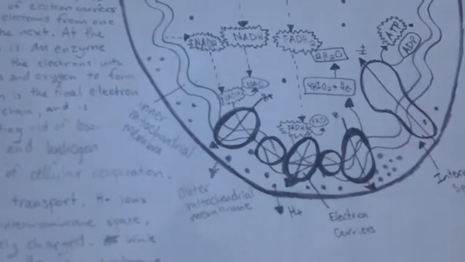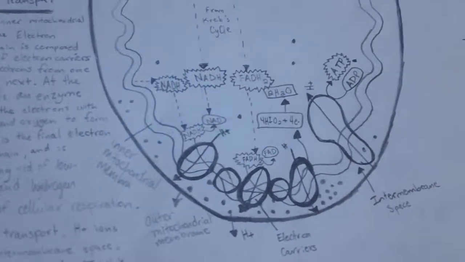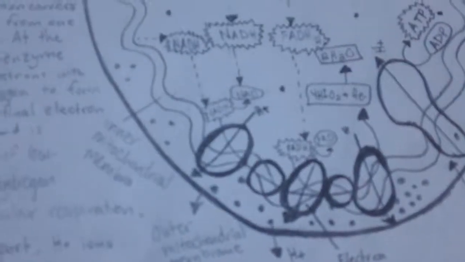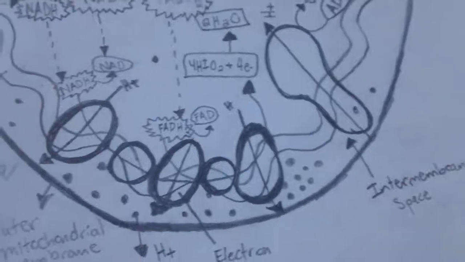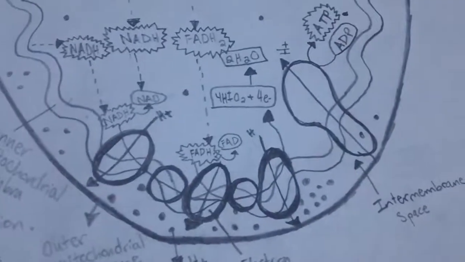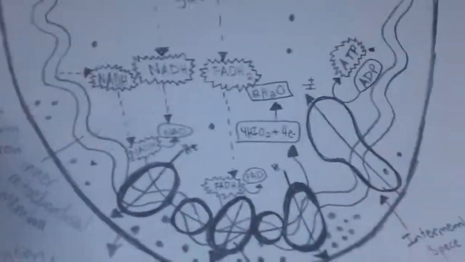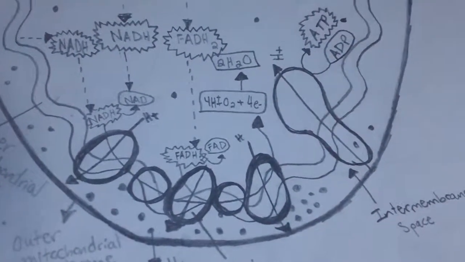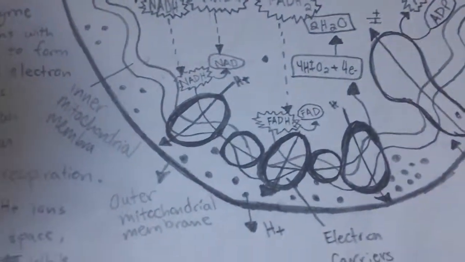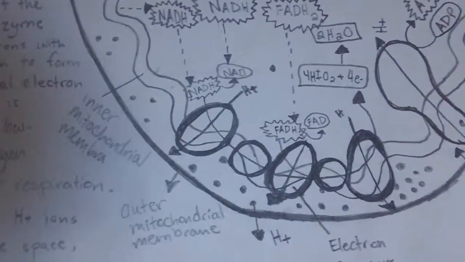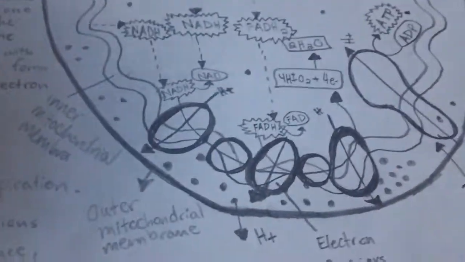In the inner mitochondrial membrane, the electron transport chain is composed of a series of electron carriers that pass electrons from one carrier to the next. Kinda looks a lot like the electron transport chain in photosynthesis, because that's pretty much the exact same thing. At the end of the chain is an enzyme that combines electrons with hydrogen ions and oxygen to form water. Oxygen is the final electron acceptor of the chain and is essential for getting rid of low energy electrons and hydrogen ions, which is the waste of cellular respiration, which we learned at the beginning.